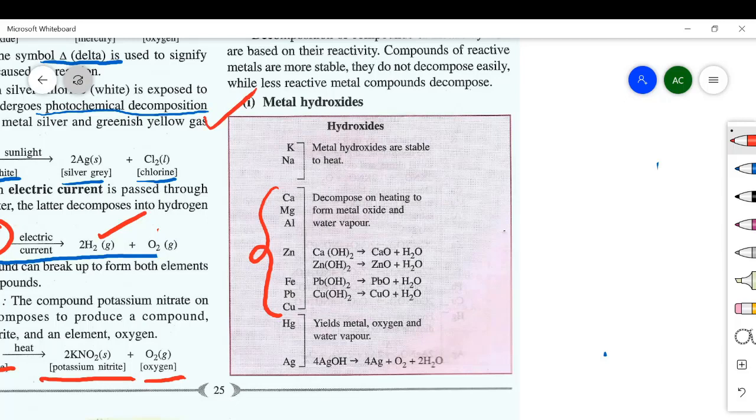Then mercury, when it is heated, will give you metal, oxygen and water vapor. Mercury hydroxide when heated will give you the metal, that is mercury. Then oxygen gas will be evolved and water vapor, that is H2O. And this is the reaction with silver. Okay, so this you have to learn.